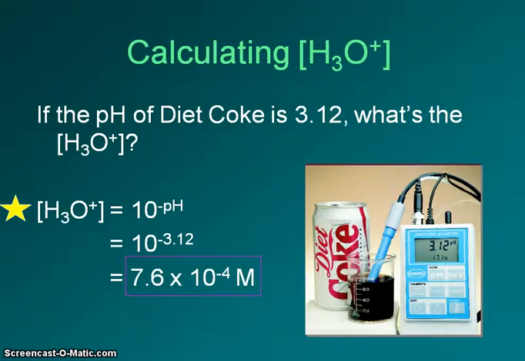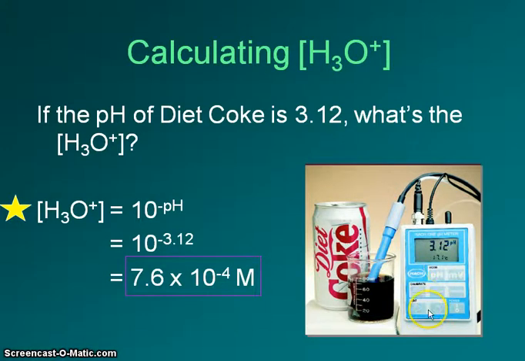This one is going in reverse. This time we're given the pH and we are asked to find the hydronium ion concentration. So for our equation, it's going to be H3O plus concentration is equal to 10 to the negative pH, or anti-log of the pH. So we do 10 to the negative 3.12 power, and that will give us 7.6 times 10 to the negative fourth molar.